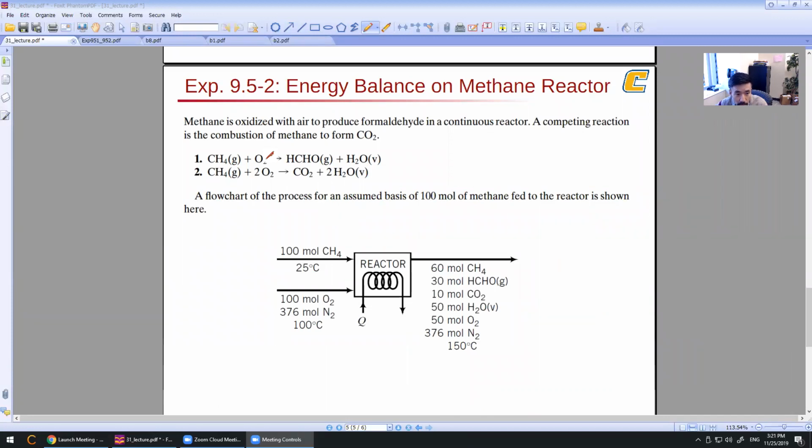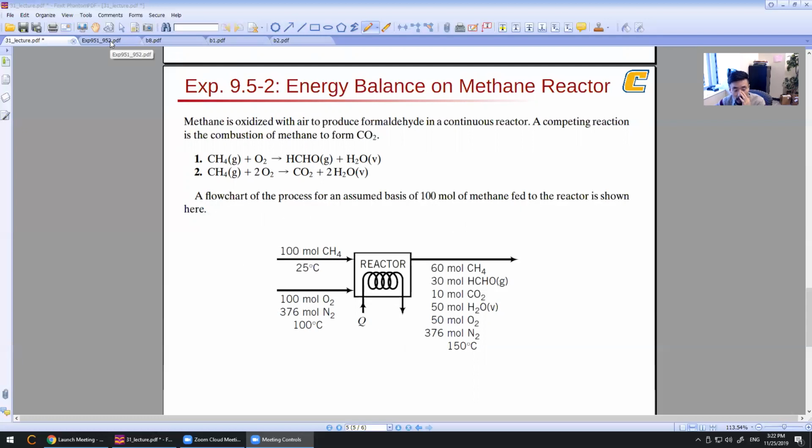I'll read the problem. Methane is oxidized with air to produce formaldehyde in a continuous reactor. A competing reaction is the combustion of methane to form carbon dioxide. In the first reaction, we have methane in gaseous phase reacting with oxygen, producing formaldehyde and water as a side product. In the second reaction, methane reacts with oxygen, producing carbon dioxide and water. As you can see, the second reaction is a complete reaction since the products are both stable materials, and the first reaction is an incomplete reaction. A flowchart of this process for an assumed basis of 100 moles of methane fed to the reactor is shown here. The flowchart is already completed, so we don't need to do the material balance.